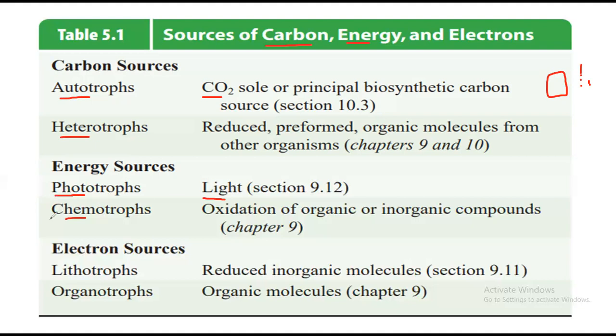So on the basis of energy source, phototroph means that they are using light as their energy source. And the second one is the chemotroph. So what does chemotroph mean? Chemotrophs are microorganisms that use organic and inorganic compounds as their energy source. For example, there is a bacteria and it cannot use light as its energy source, so then it will use the organic and inorganic compounds.